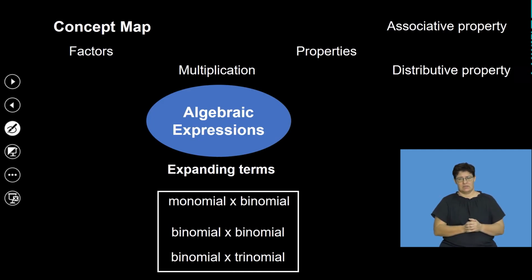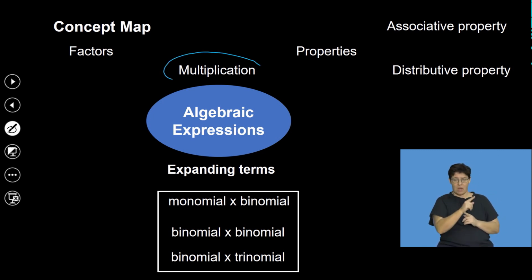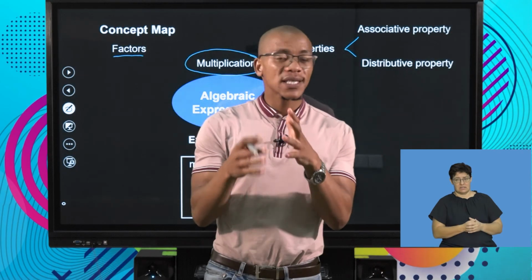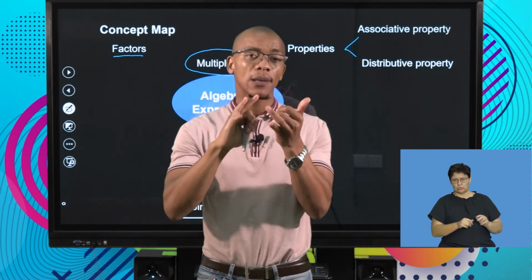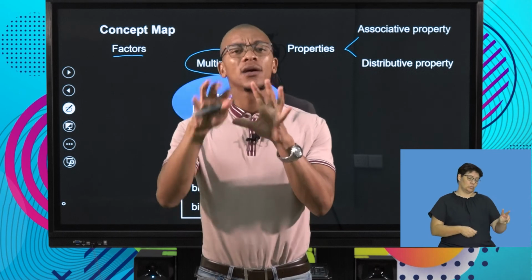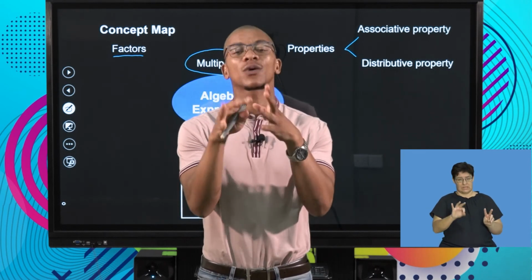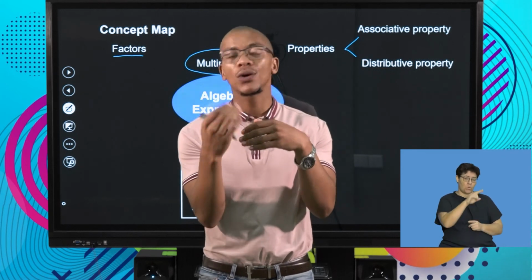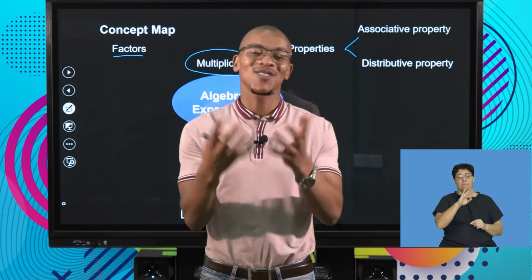Just to summarize everything in terms of our mapping, remember we looked at the big idea, which was multiplication, and it had to do with factors and the two properties that are very important for you to note under multiplication. You're expanding, the different types of expansion, monomial, binomial, and trinomial. Remember that the prefix is what tells you how many terms you have, right? Mono 1, bi 2, tri 3. And that's what you then need to do.